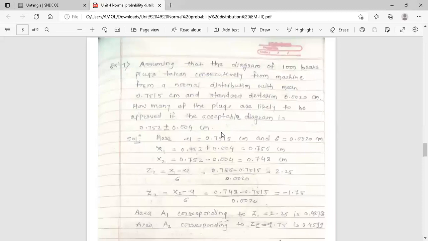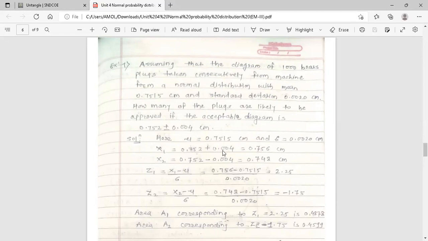What is the example? Assuming that the diameter of 1000 brass plugs taken consecutively from a machine forms a normal distribution, it is clear that this is an example of normal distribution with mean mu equal to 0.7515 centimeter, and standard deviation given as 0.0020 centimeters. Write down in the solution. Now, how many of the plugs are likely to be approved if the acceptable diameter is 0.752 plus minus 0.004 centimeter? Here, at once add 0.004 centimeter to 0.752 and at once subtract 0.004. So you'll get the values of x1 and x2. See what is x1?